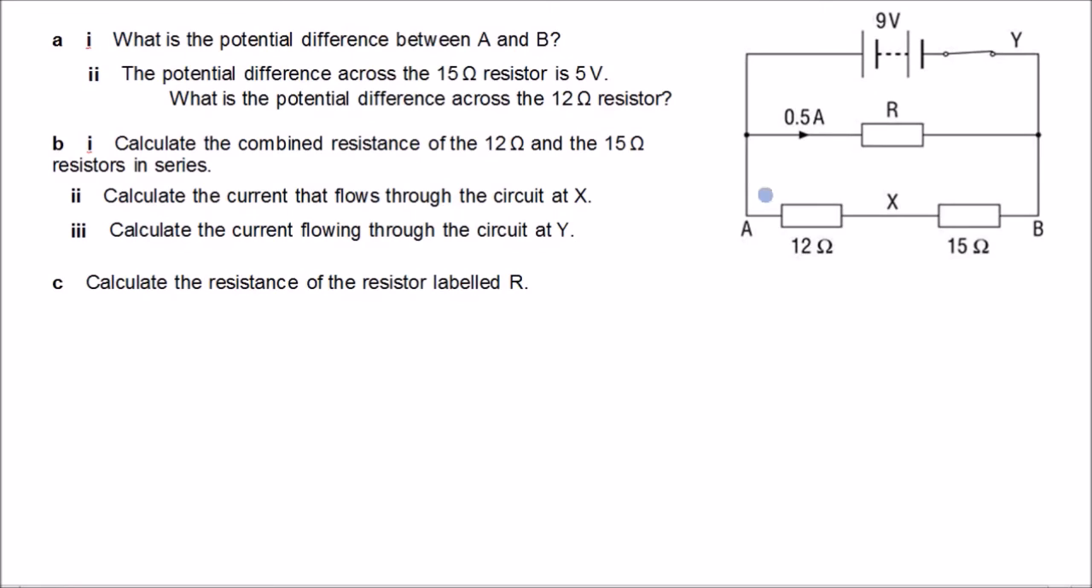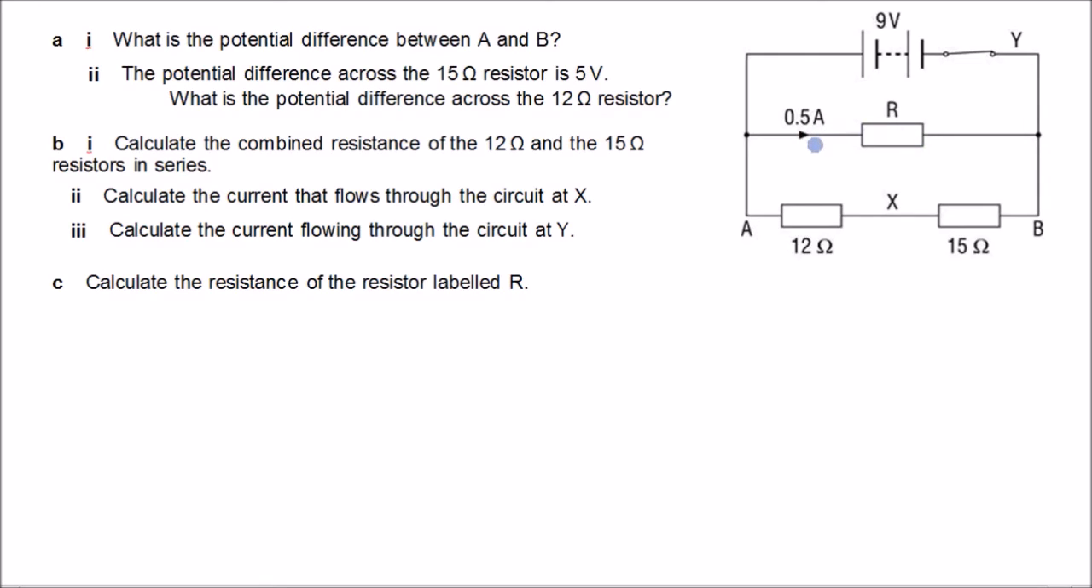So here's a question. Here's a circuit. We have a 9-volt battery. This is a switch. We have a resistor R, which is in parallel to these 2 resistors here, which are in series with each other. So these 2 are in series with each other, but they're both in parallel to resistor R, and it's in parallel to the 9-volt battery.